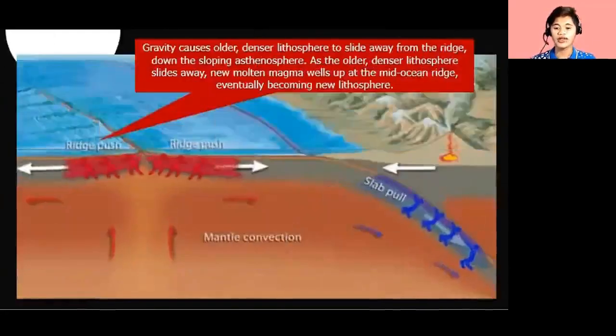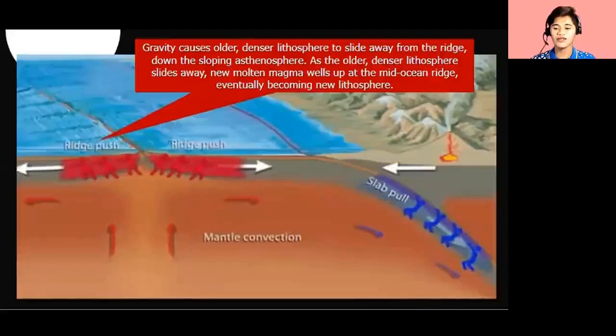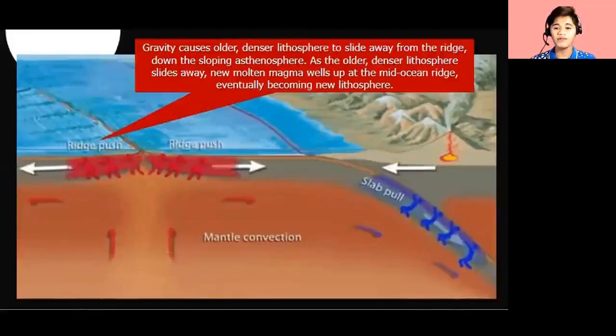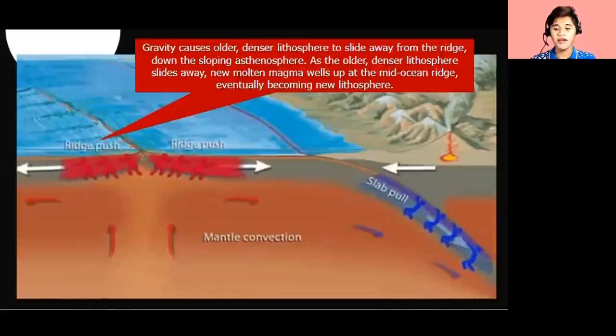In the animation, gravity causes older, denser lithosphere to slide away from the ridge down the sloping asthenosphere. As the older, denser lithosphere slides away, new molten magma wells up at the mid-ocean ridge, becoming new lithosphere. This opposing movement of forces is called the ridge push.